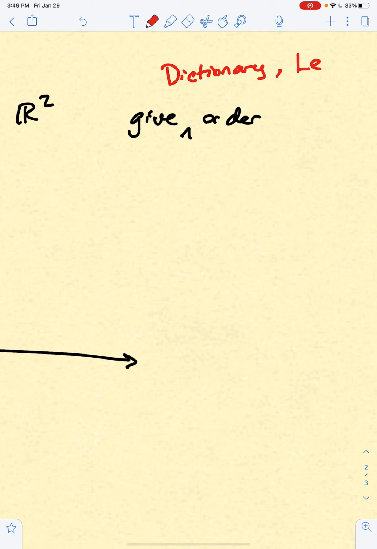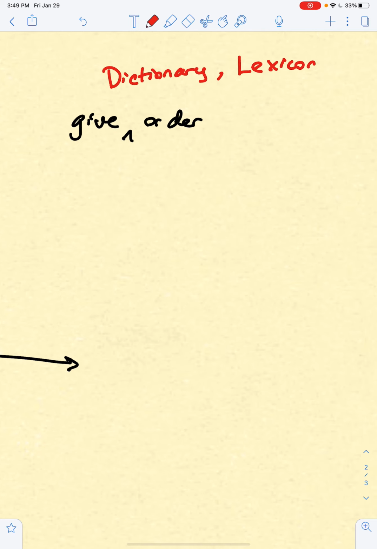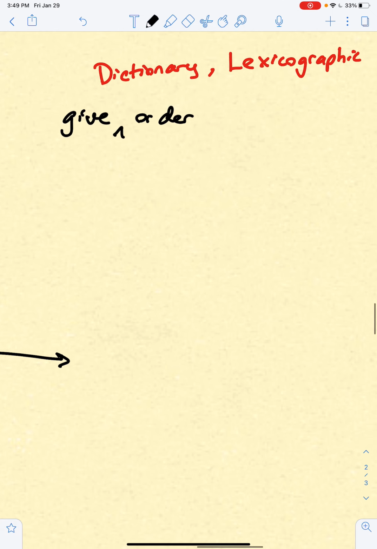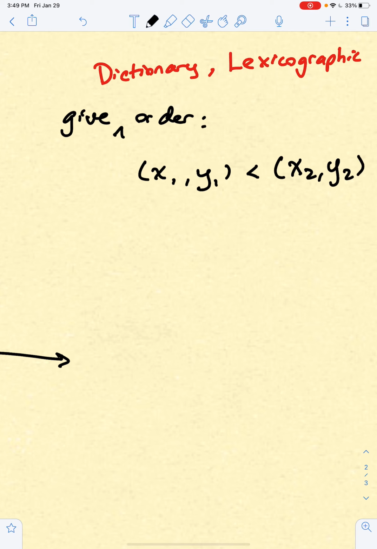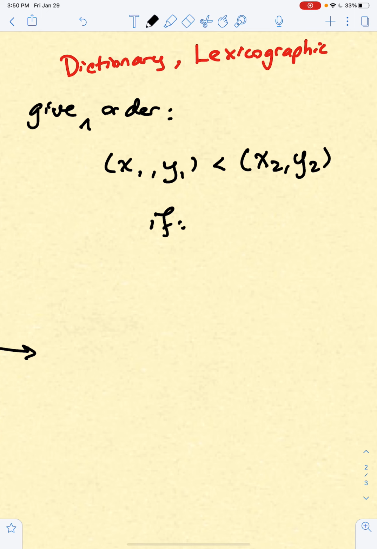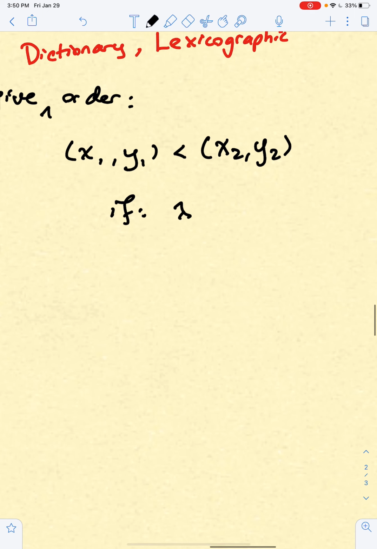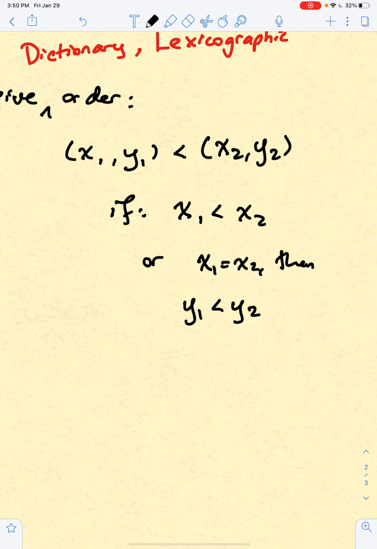Dictionary or lexicographic order, which says that (x1, y1) is less than (x2, y2) if the following happens: either x1 is less than x2, or if x1 equals x2, then y1 is less than y2.